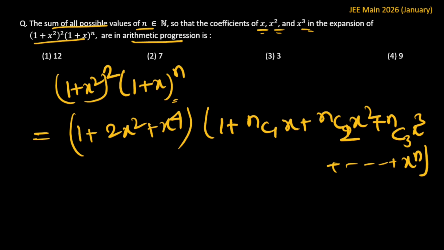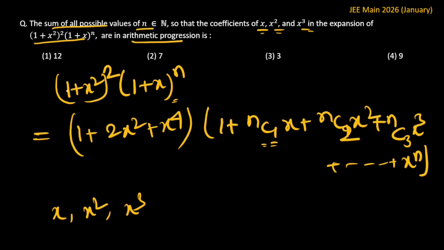So when we find the coefficient of x, we need only this part, and there is no x term in the other factor, so the only x coefficient is nC1. So we find the coefficient of x, then x square, then x cube, one by one. The coefficient of x of the whole expression is nC1, that is actually n.